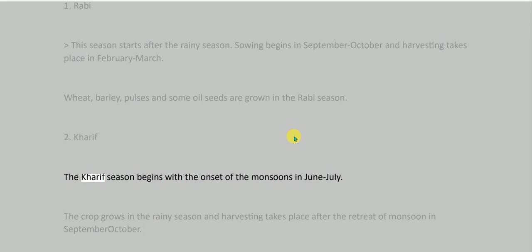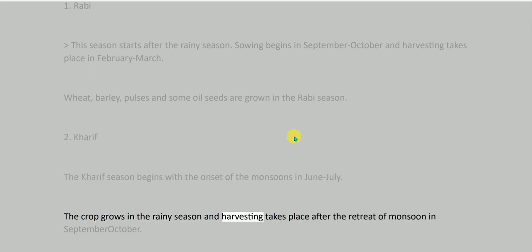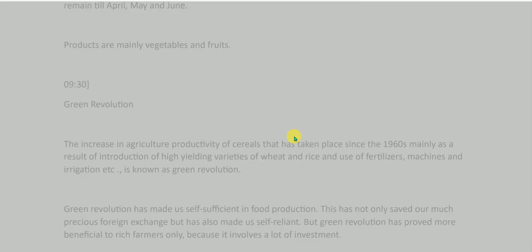2 Kharif. The Kharif season begins with the onset of the monsoons in June-July. The crop grows in the rainy season and harvesting takes place after the retreat of monsoon in September-October. Rice, maize, millets, groundnuts, cotton and jute are grown in the Kharif season. 3 Zayad. This is the summer season for growing crops which remain till April, May and June. Products are mainly vegetables and fruits.